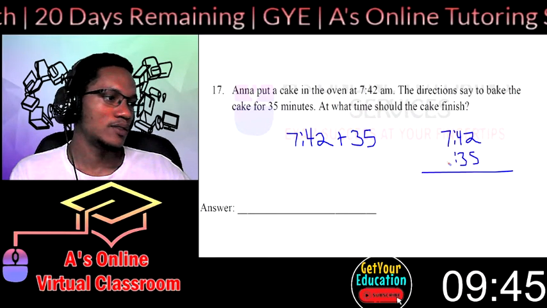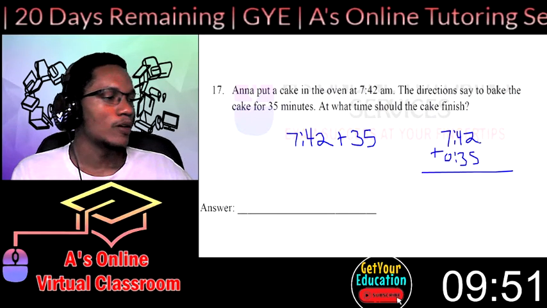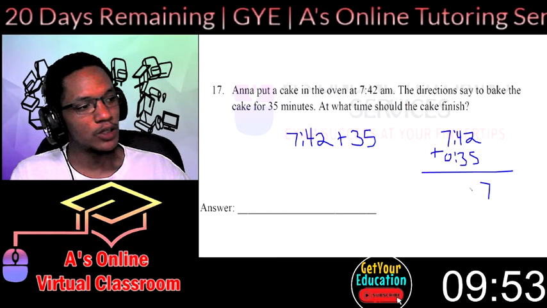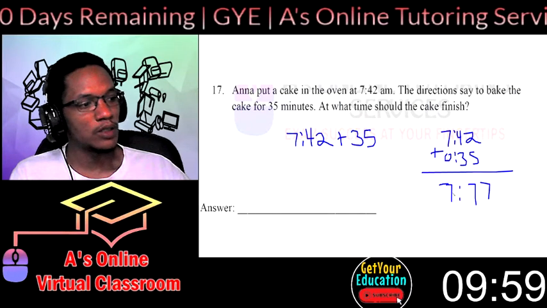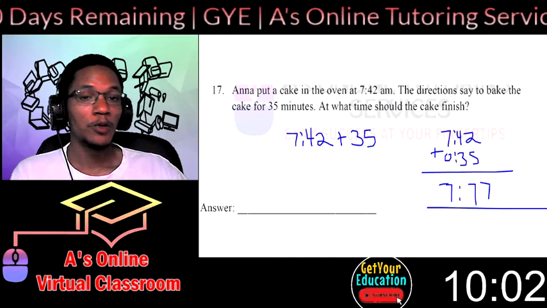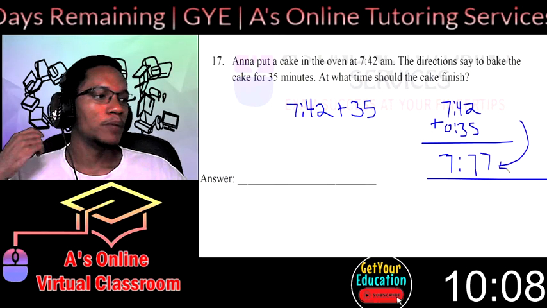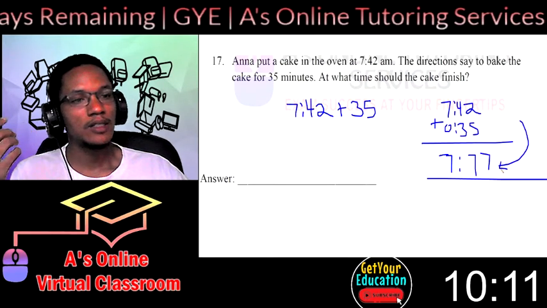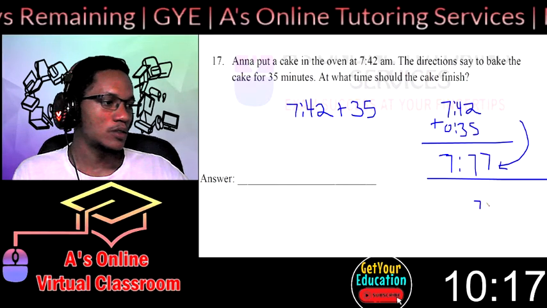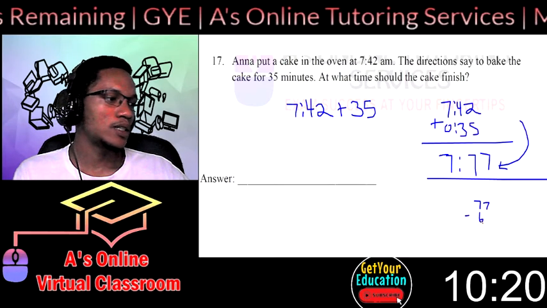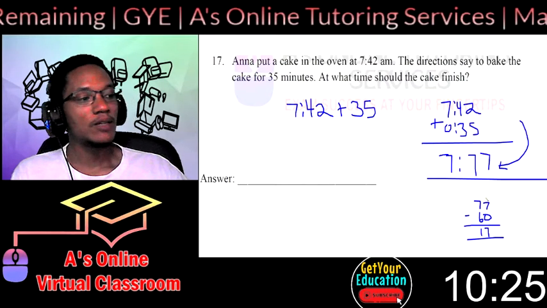I just want to show you the 35 minutes we add on, that will be 0 hours, 35 minutes. So 2 plus 5 is 7, 4 plus 3 is 7. So she should finish this cake at 7:77. But we know that's not real time. So what we have to do is work out the minute side, because the minutes cannot be more than 60. It stops at 59 minutes actually. So what we will do here is take the 77 minutes and subtract 60 minutes, which is an entire hour, to see how many minutes extra. So this is 17 minutes.